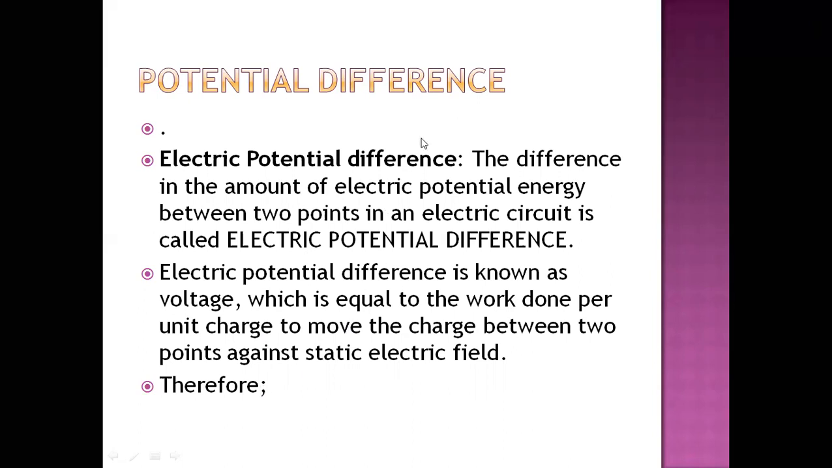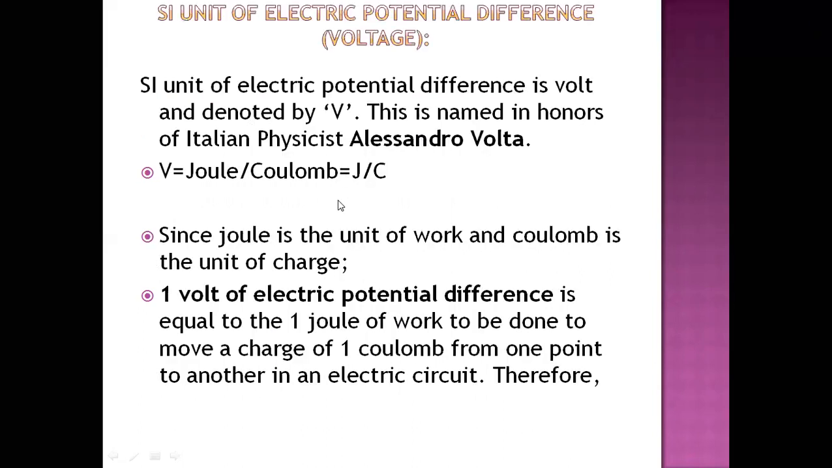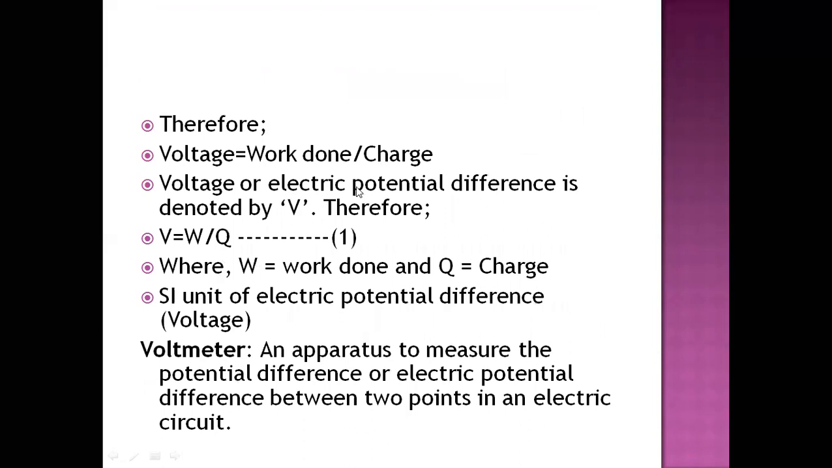Therefore, voltage is equal to work done per unit charge. Voltage or electric potential is denoted by V. Therefore, V is equal to W upon Q, where W is the work done and Q is the charge. The SI unit of electric potential difference is the volt.